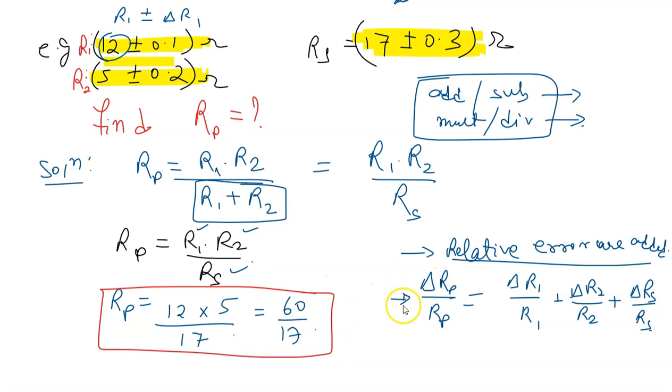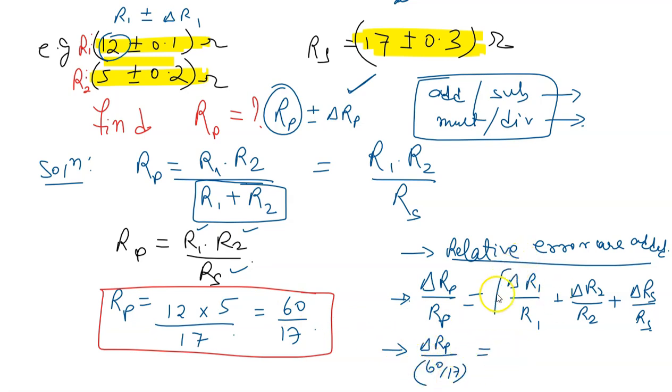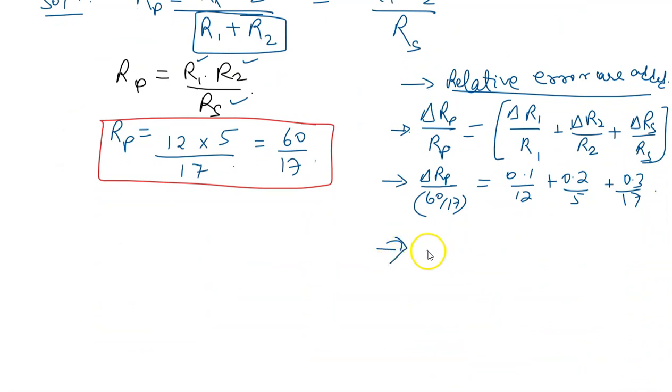And from here we will find out delta Rp, because if we are finding resistance in parallel, how should we present the result? Rp plus minus delta Rp. So this we have already determined. Let us determine this one, delta Rp. So I will write delta Rp by, instead of Rp I will put the value here, 60 by 17, is equal to, now just put these values based on here. So delta R1 by R1, that is 0.1 by 12, and then 0.2 by 5, and then 0.3 by 17. So from here we can easily compute delta Rp.